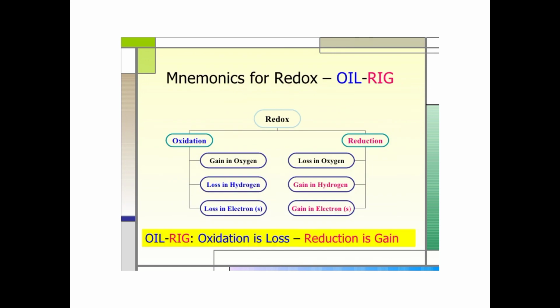So there is an easy way to remember this. OIL: oxidation is loss. RIG: reduction is gain. This is the short form. In terms of electrons, which is what we now standardly use, oxidation is losing of electrons and reduction is gaining of electrons. So you should remember this.